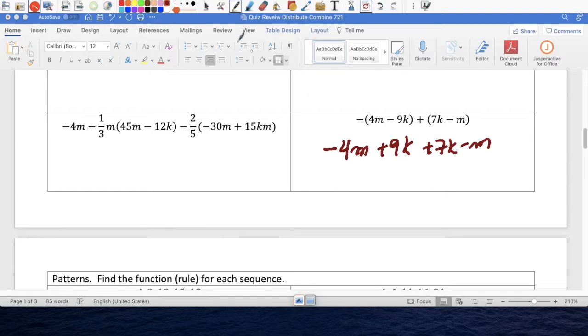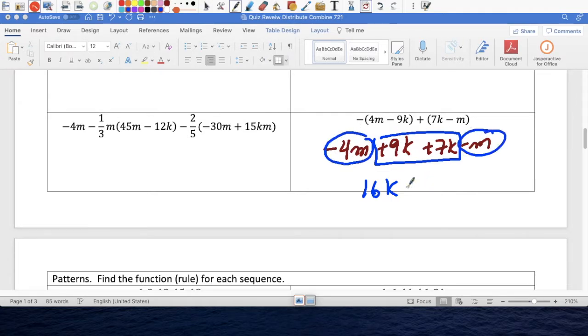Combine like terms. Let's do the k's first because they're next to each other. Well, 9k and 7k is just 16k. And then negative 4m and negative m is negative 5m. Over here, negative 4 is just hanging out there.